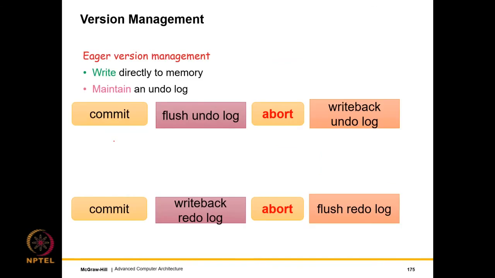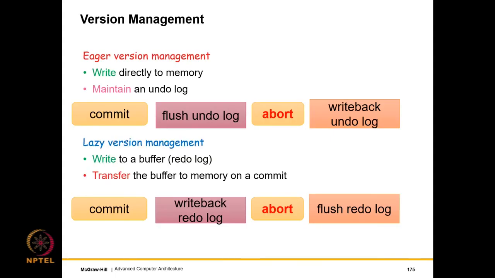Now let's come to version management. Even in version management, we will discuss a lot more about it. But here also, broadly speaking, there are two approaches, optimistic and pessimistic. So we can either have eager version management or we can have lazy version management.